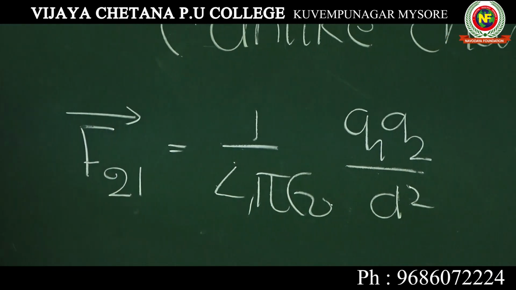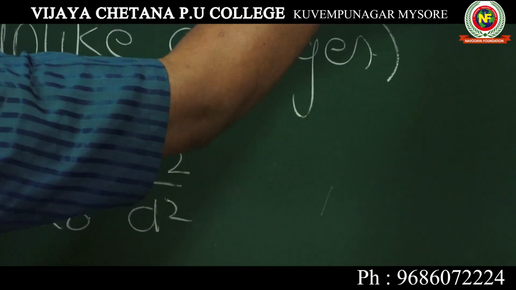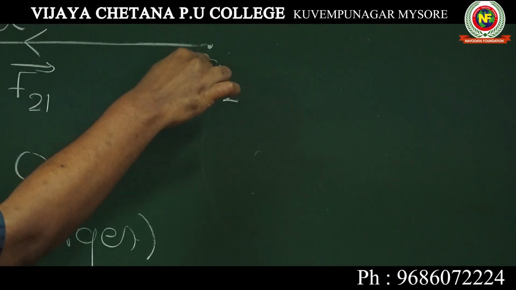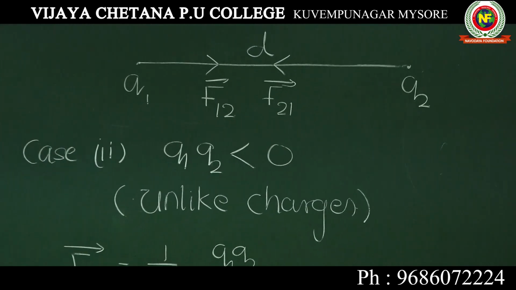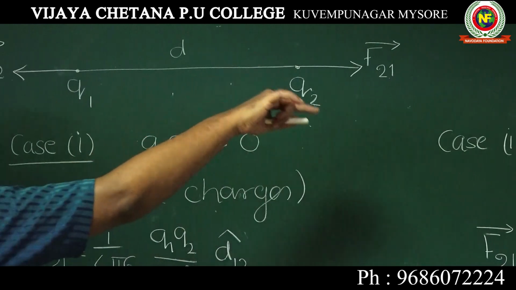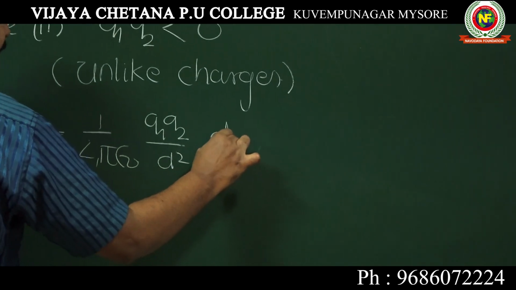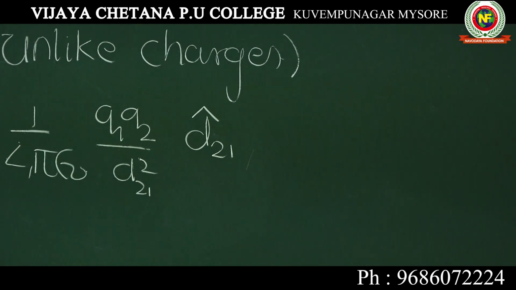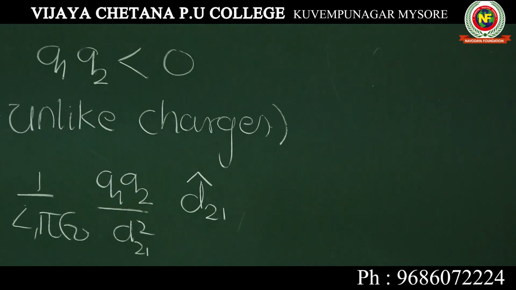But what about the direction? F21, the force experienced by 2 due to 1, is now directed from 2 to 1, not from 1 to 2. Here it was from 1 to 2, but here it is from 2 to 1. Therefore here I write D21 cap: D21 square, D21 cap. Did you understand? In the same way you can write the other expressions.